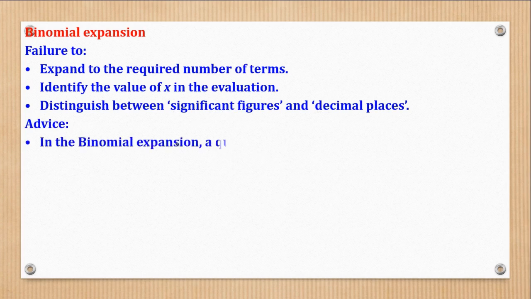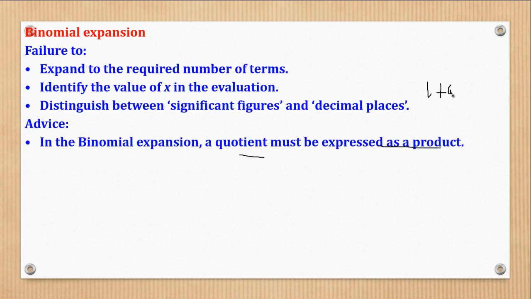So my advice is that in binomial expansion, as long as it's a quotient, it must first be expressed as a product. Sometimes they can give 1 plus ax over 1 plus bx, then they put it under a square root. This is a quotient, but for you to do binomial expansion, it has to be a product. So use the laws of indices to make it a product.